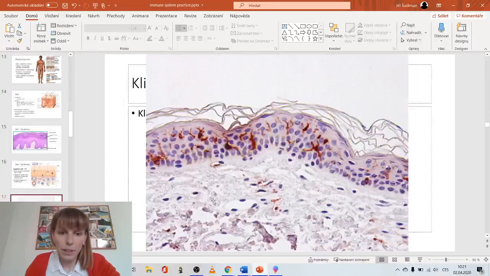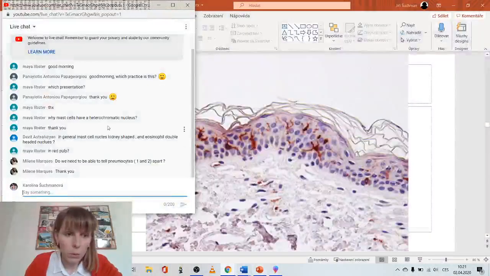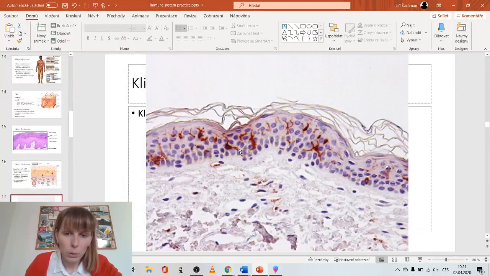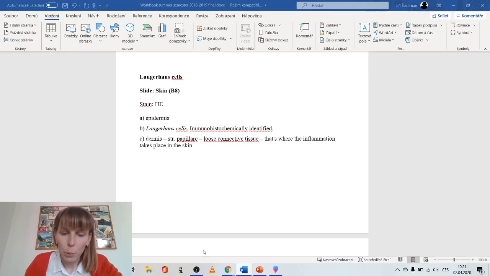So this is what we want to see for our workbook. You should remember the layers of the epidermis, and on this picture we can see the immunohistochemically identified Langerhans cells. Otherwise you will not be able to find them, so don't worry about it. You should know that they are there. That's it. And then we should take a look at stratum papillare, where we have the loose connective tissue.